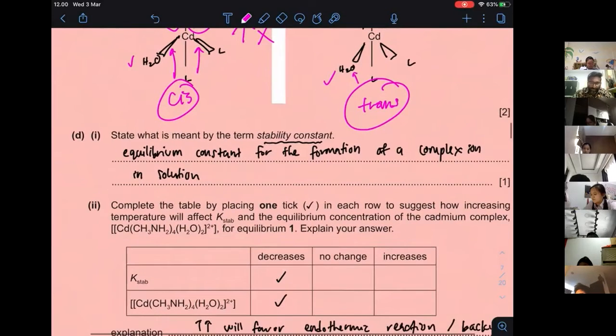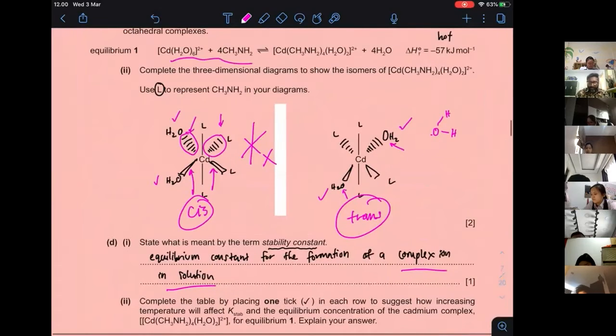Next question, state what is meant by the term stability constant. Stability constant is like Kc. It's an equilibrium constant for the formation of a complex ion in a solution. For example, in this one it's like Kc, but we are not going to involve water. So this one divided by this to the power of 4, and that is going to be K stab. Okay, stability constant.